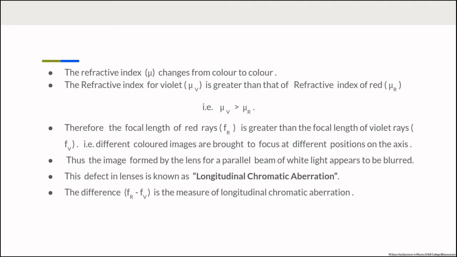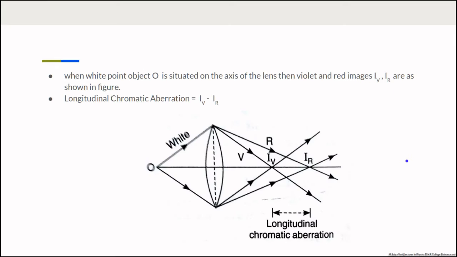This defect in lenses is known as longitudinal chromatic aberration. Longitudinal chromatic aberration is nothing but variation of focal length with respect to color. The difference f_r minus f_v is the measure of longitudinal chromatic aberration. In the above figure, the rays are parallel rays. That is, if the object is at infinity, the rays are parallel.